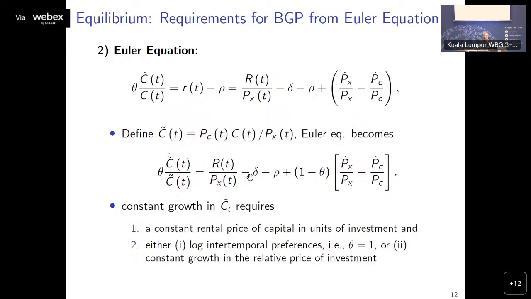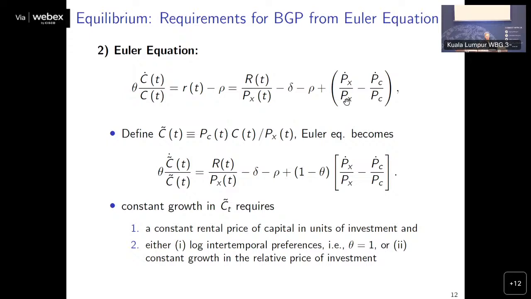Now you have the Euler equation. The Euler equation is that the growth rate of consumption, I did everything in discrete time yesterday, this is continuous time, but they're analogous, is the interest rate minus the discount factor, and here's the intertemporal elasticity. When we substitute in for what the interest rate equals, there are extra terms here. This is the rental rate minus depreciation. In a single sector model, that's the interest rate. But here, it's normalized by the price of the investment good.